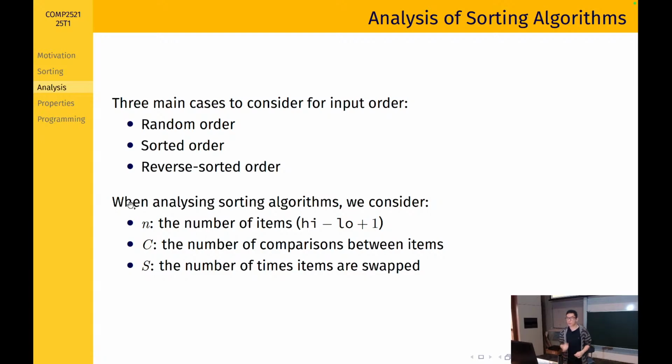Okay, and when we're analyzing sorting algorithms, we're going to consider these three variables. There's n, which is the number of items in the array, or the part of the array that we are sorting, and we're going to consider the number of comparisons that the sorting algorithm makes, and also the number of swaps that the algorithm makes.